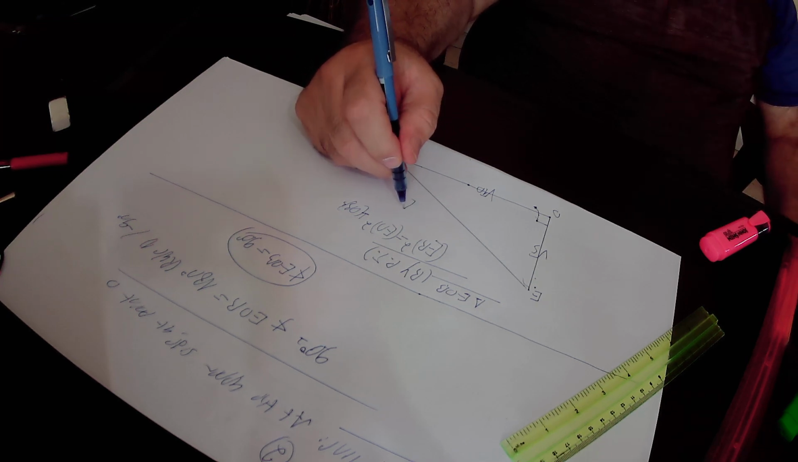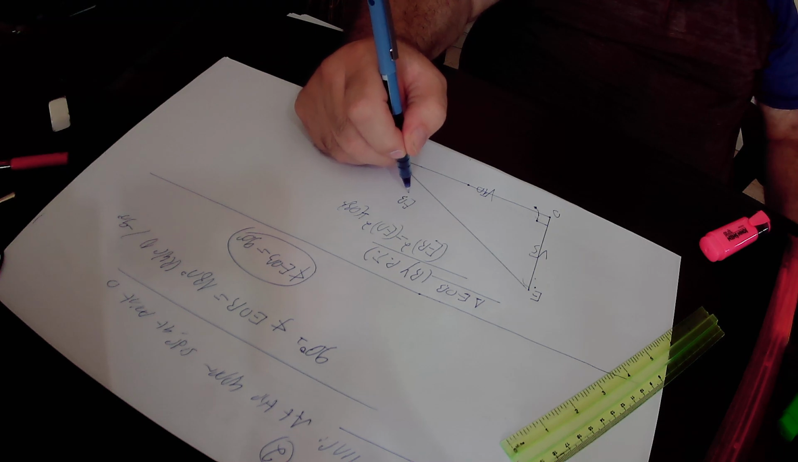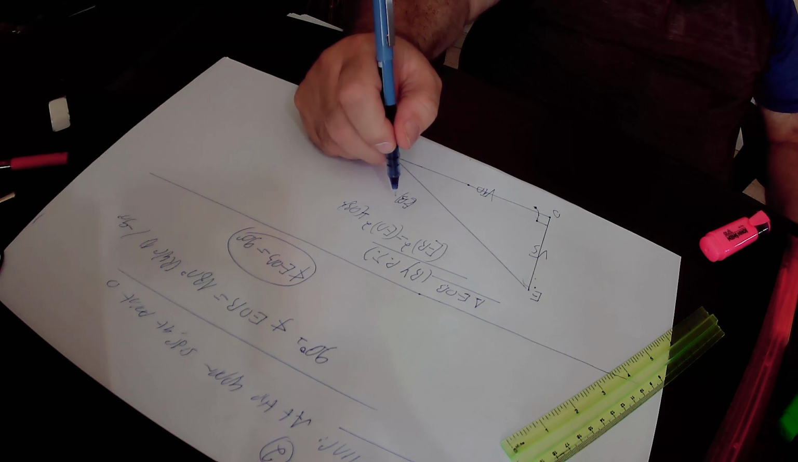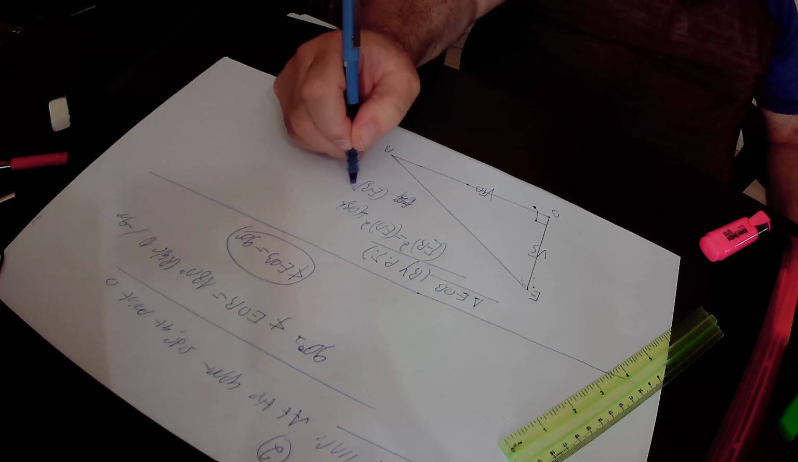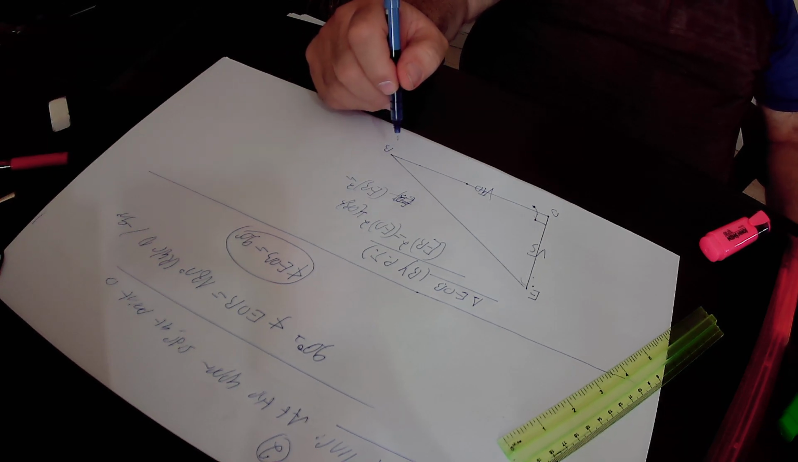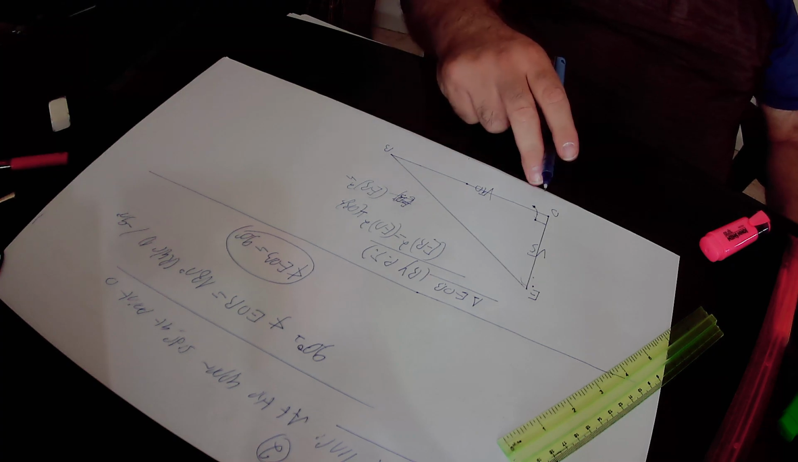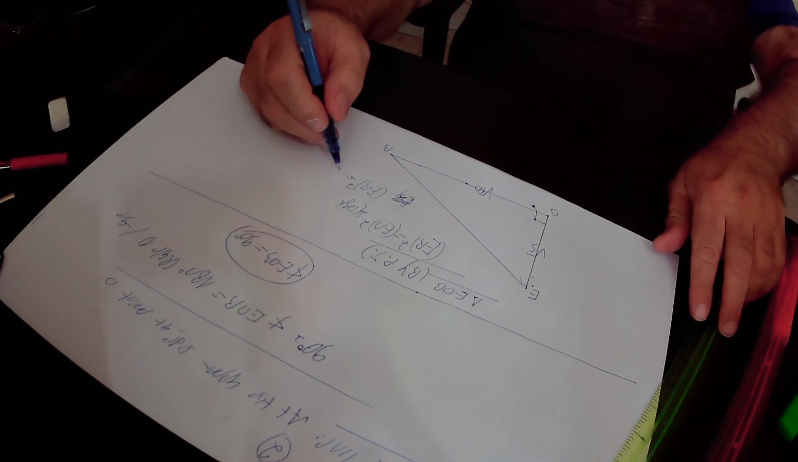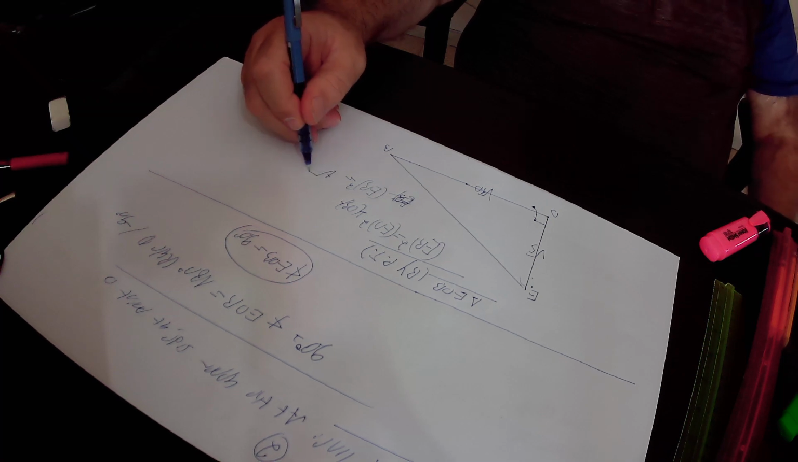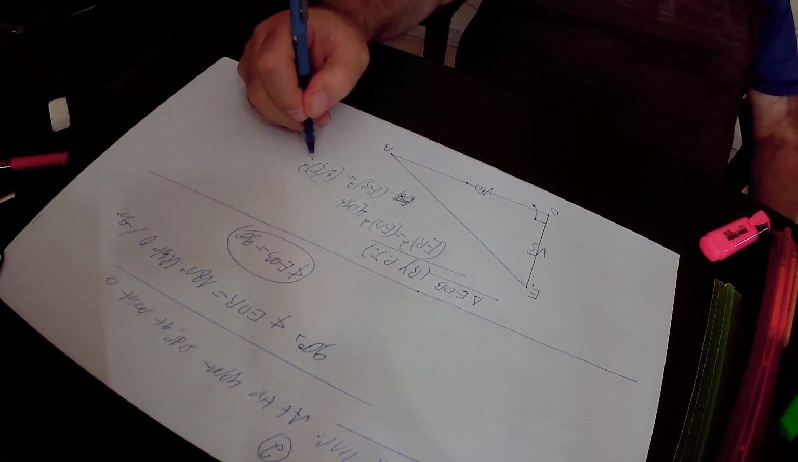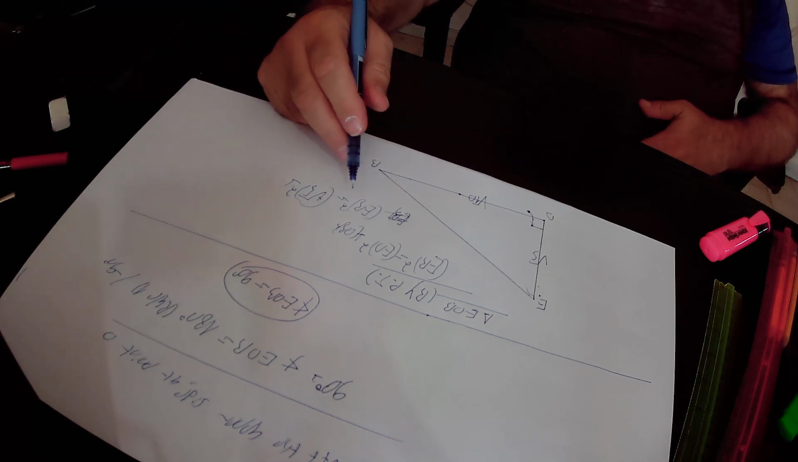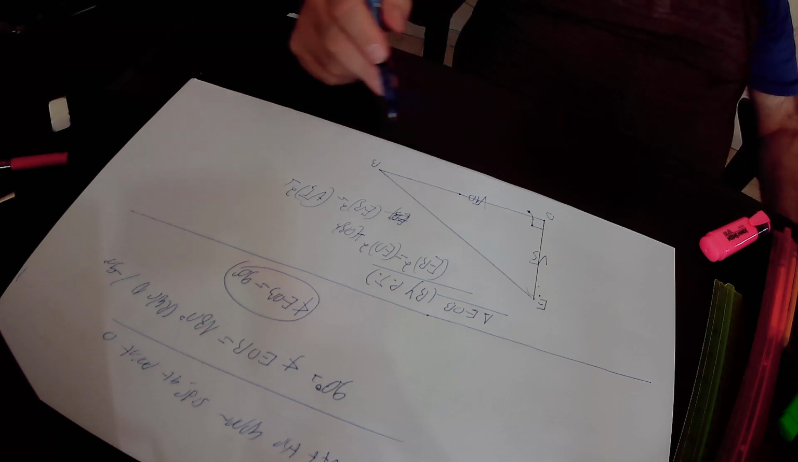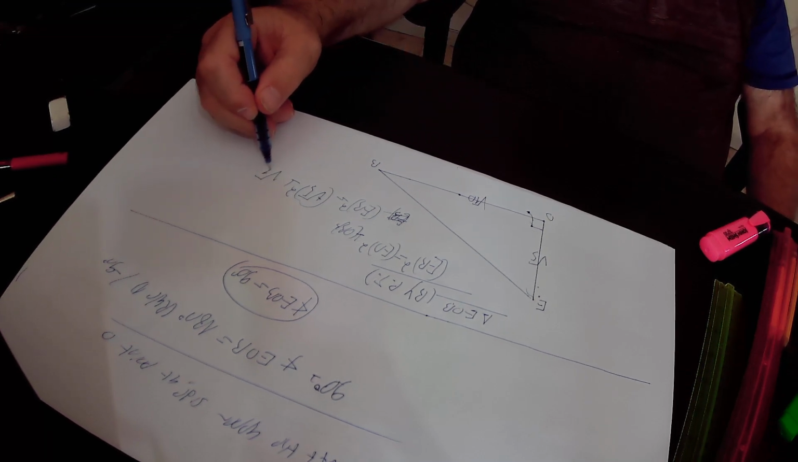So EB squared equals EO squared. EO equals the square root of 5, therefore EO squared equals the square root of 5 squared, plus OB squared. OB equals the square root of 10, therefore OB squared equals the square root of 10 squared.